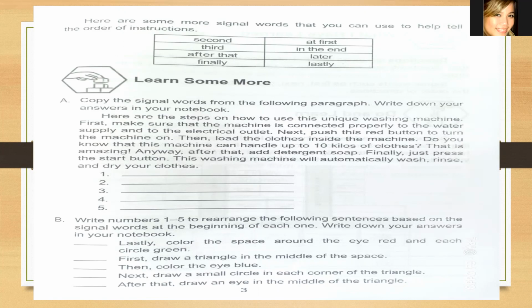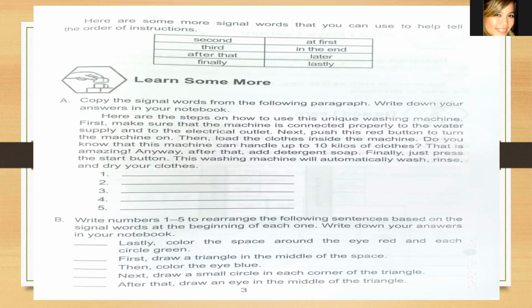Okay, allow me to read. Then later, you try to look for the signal words, okay? Okay, so let me read the paragraph. Here are the steps on how to use this unique washing machine. First, make sure that the machine is connected properly to the water supply and to the electrical outlet. Next, push this red button to turn the machine on. Then, load the clothes inside the machine.